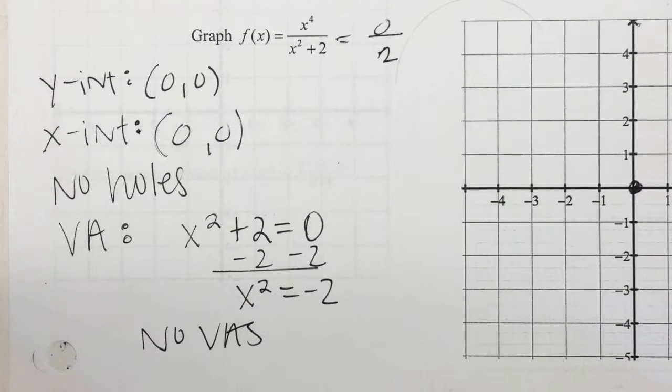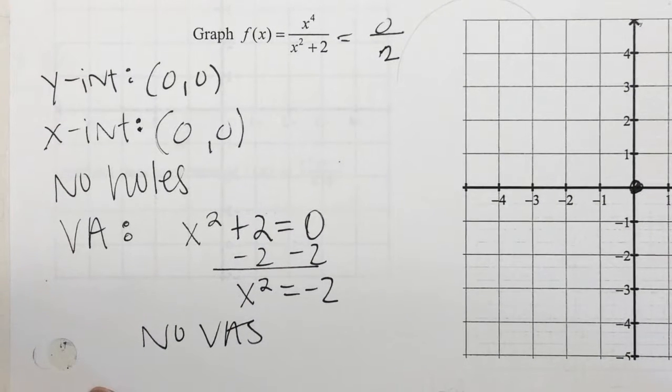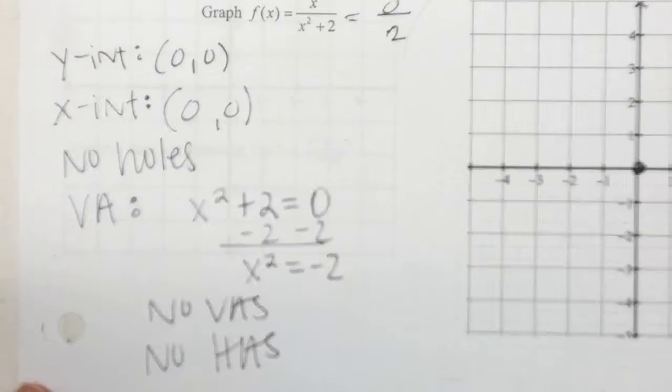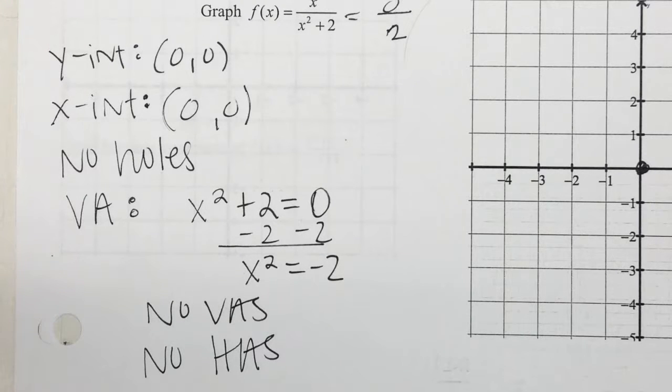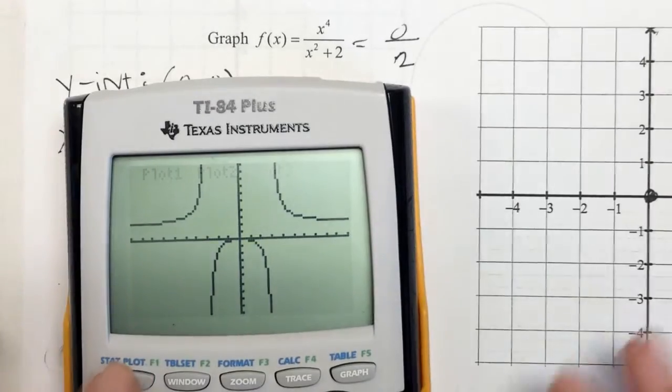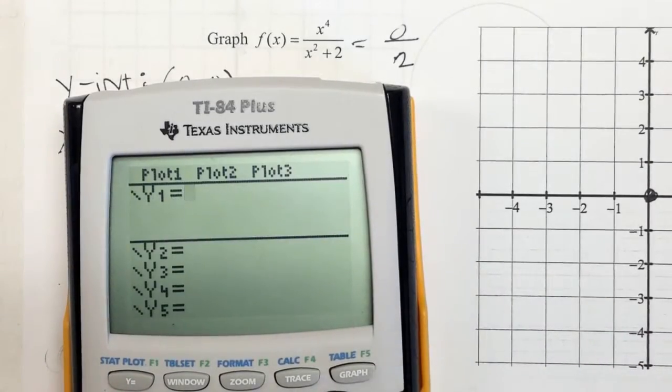What about HAs? Why? It's top heavy. Good. The highest exponent's in the top, so there's also no horizontal asymptotes. So we're really going to have to use our table on this one to find values, okay? So go ahead and plug this one in to y equals. Make sure you put the bottom in parentheses.